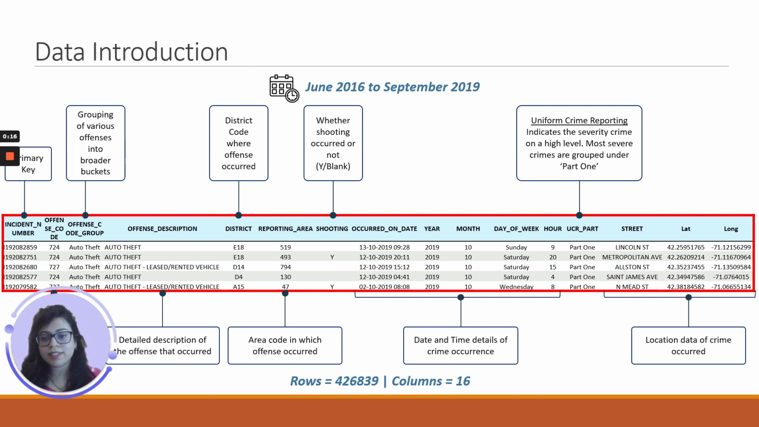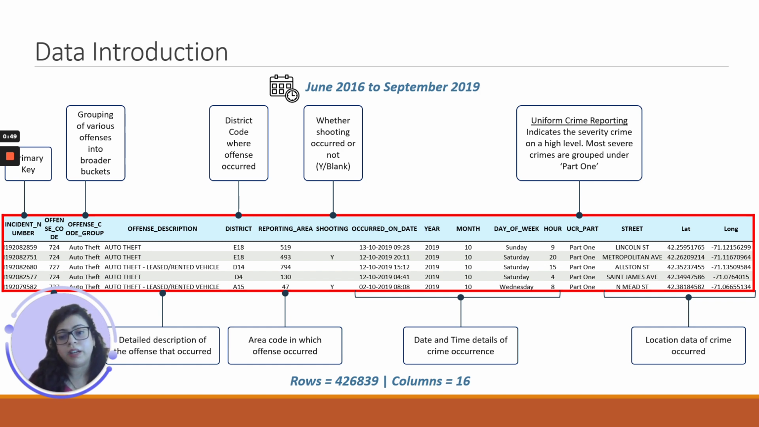As you can see on the screen, we have around 16 columns in the data set, more than 426,000 rows, and the terminology for each of the different columns is mentioned on the screen. We have incident number, which is the primary key. We have offense code and offense code group, which is basically an ID given to each offense. Then we have district, which is a number given to each district in Boston. Then we have reporting area, and shooting, whether a shooting happened or not.